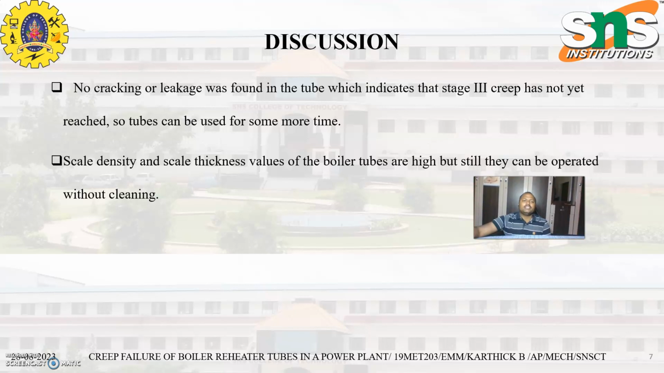The second evidence is that the scale density or scale thickness values of the boilers are high. Whenever the water is heated, we can see white scales formed at the walls of the boiler. But even though they are operated without cleaning, it has no major effect like creep that leads to failure.